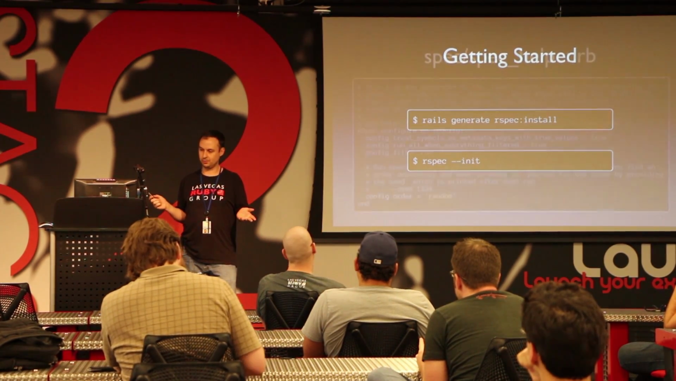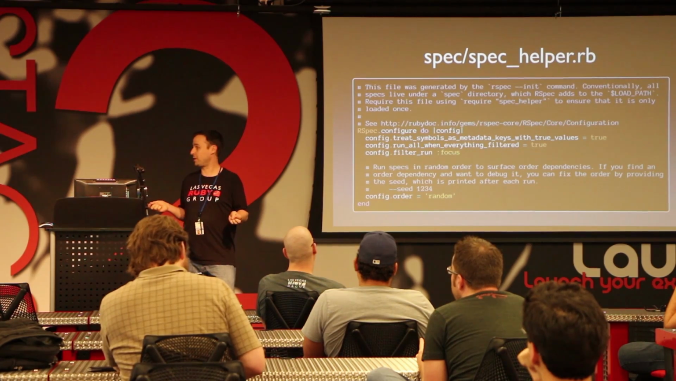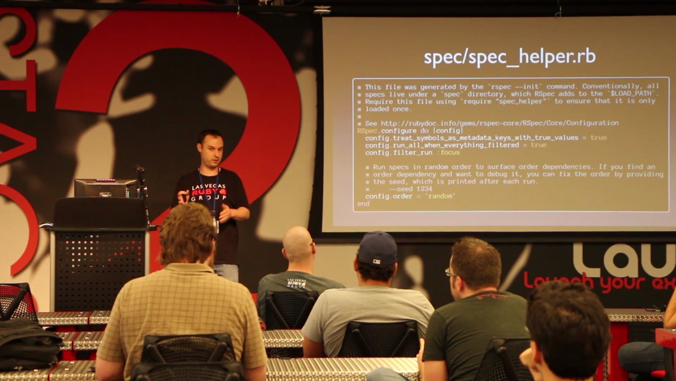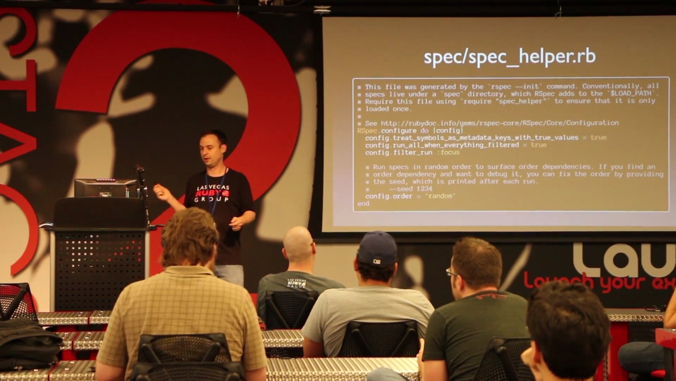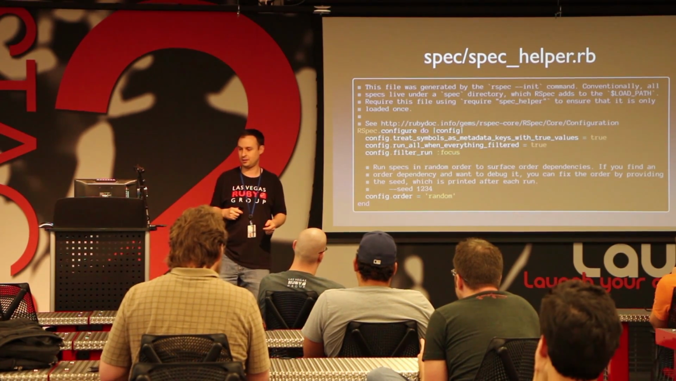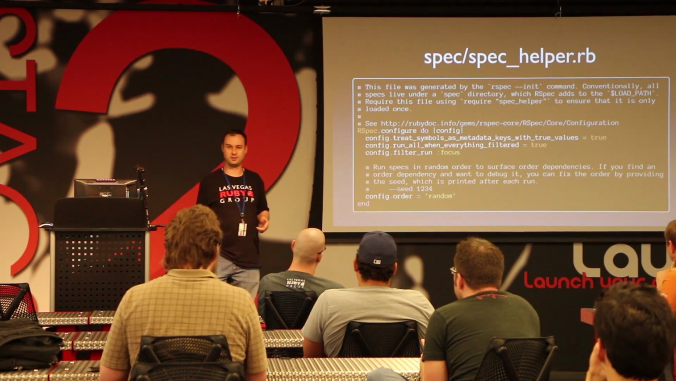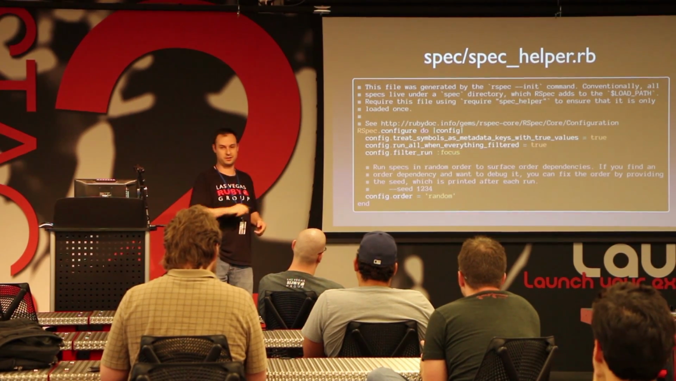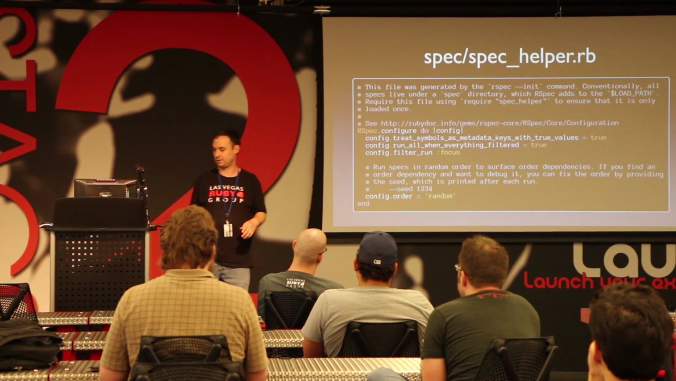In both cases, you get a spec directory and a file called spec_helper. This is the one that you get from the rspec --init command. The one you get from Rails has everything that this does plus a bunch of Rails-specific stuff.